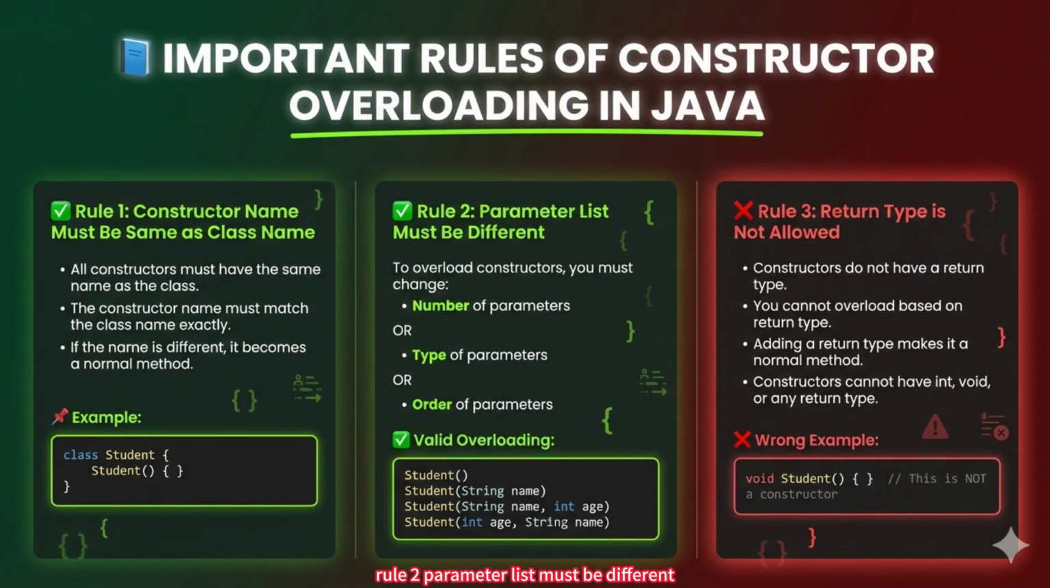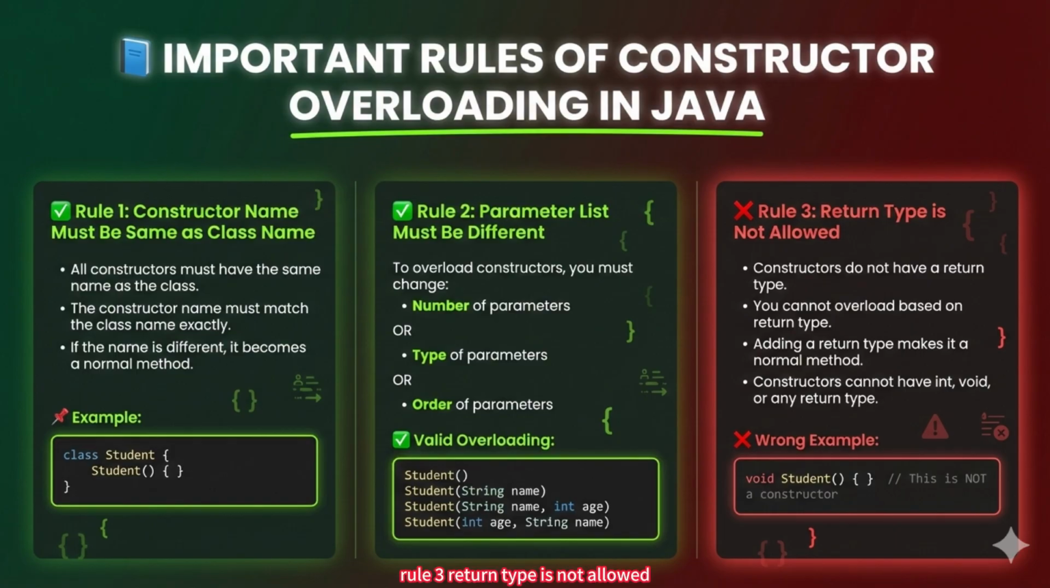Rule 2. Parameter list must be different. To overload constructors, you must change the number of parameters, or the type of parameters, or the order of parameters. Valid examples. Student(String name), Student(String name, int age), Student(int age, String name).